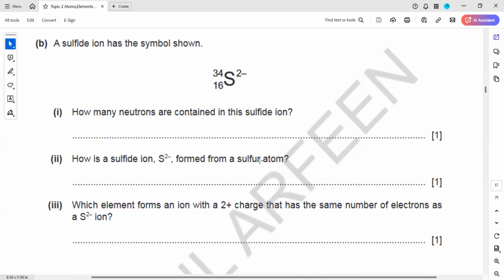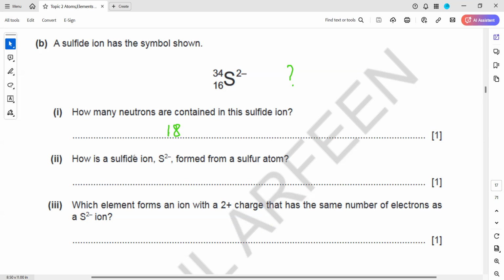The sulfide ion has a symbol, as you can see here. How many neutrons are there? 34 minus 16, which is 18. 18 neutrons, right?